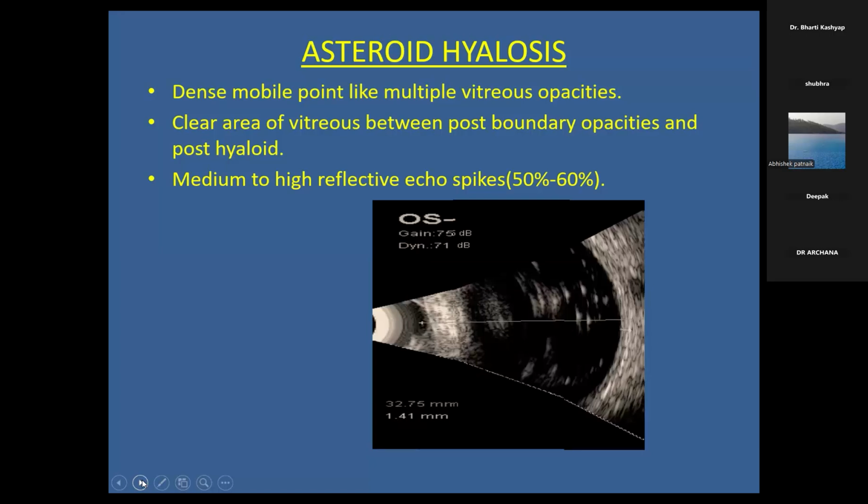Vitreous hemorrhage is very diffuse. There is no isolucent area or any demarcation that is present between the opacities and the retina. But here we get a clear area of vitreous between the posterior boundary opacities and the retina. Medium to high reflective echo spikes are present on the A scan.